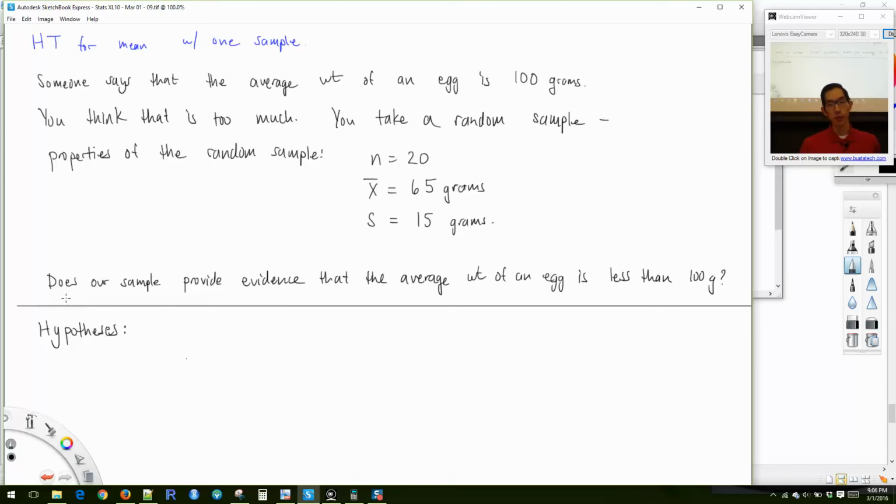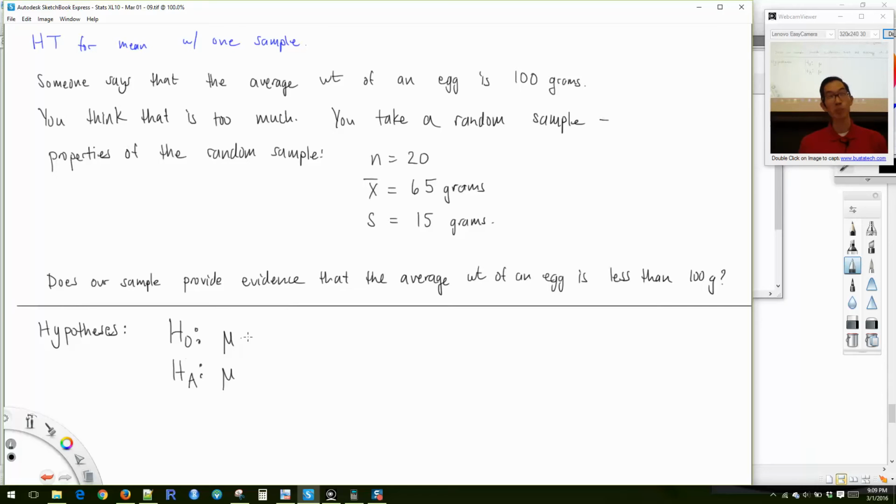So pay attention: our question says, does our sample provide evidence that the average weight of an egg is less than 100 grams? I'll give you a minute to figure out the appropriate hypotheses. We need to create a null hypothesis and an alternative hypothesis. We're dealing with means, so what symbol are we going to have in our null hypothesis? Mu, great. So I'm going to have a mu in my null and mu in my alternative.